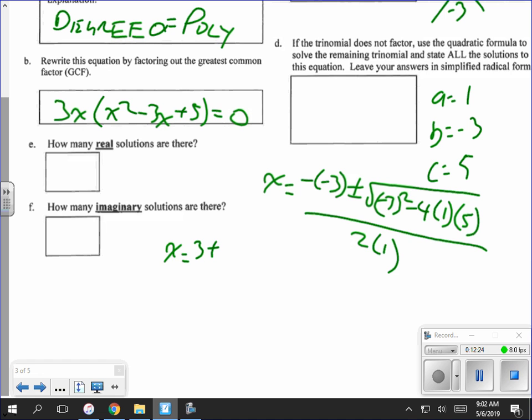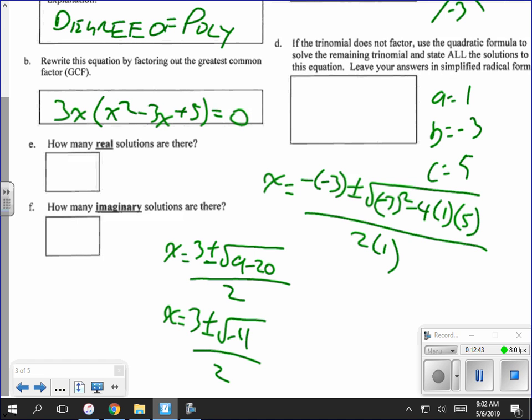X equals 3 plus or minus the square root of 9 minus 20 over 2. 9 minus 20 is negative 11, right? So x equals 3 plus or minus the square root of negative 11 over 2. I cannot simplify the square root of negative 11. However, I can pull the negative out, and I get x equals 3 plus or minus i root 11 over 2. If I have a negative square root, got to pull out my i.